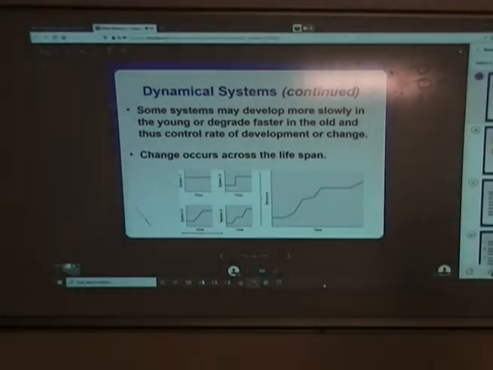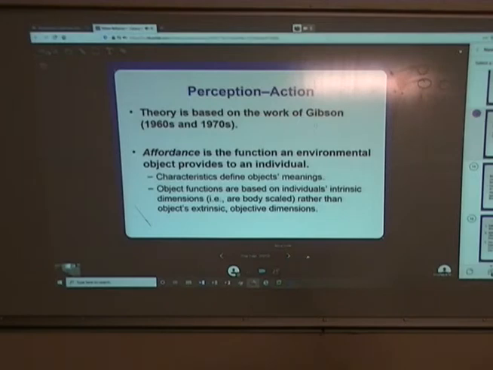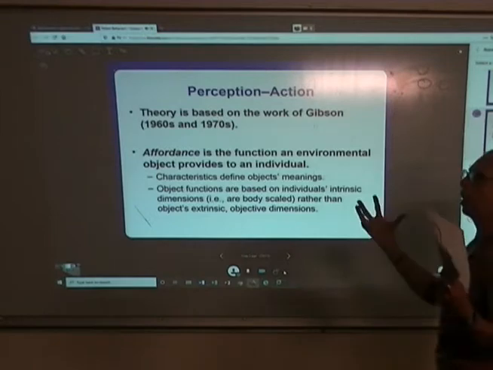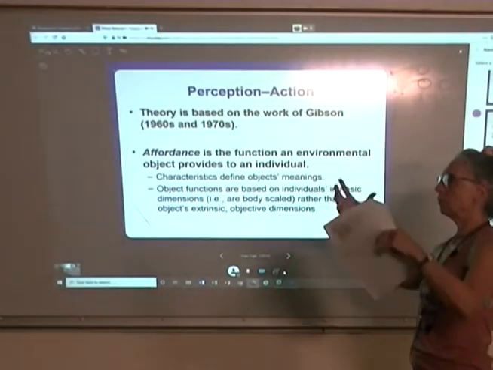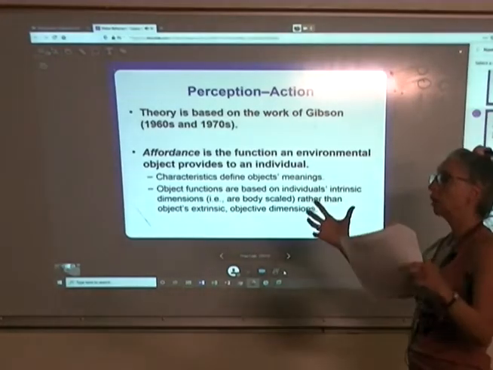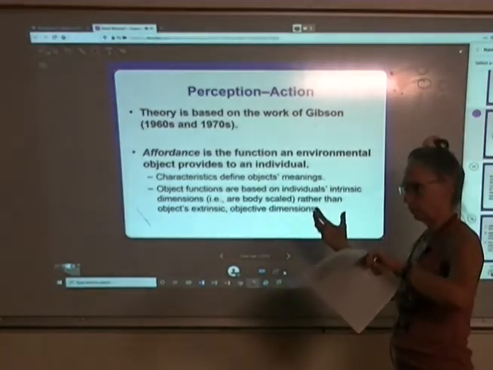All right, so I said that we were just going to finish off the other sub-group of work that's under the ecological perspective. It's based on perception action. The term gives us the idea of a coupling of these two things, right? So perception and action, movement, are coupled together. We can't really do one without the other, okay?